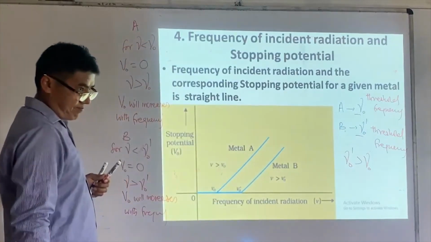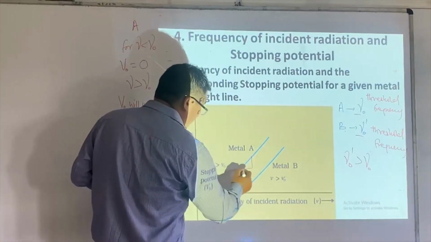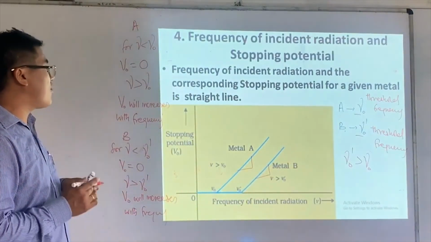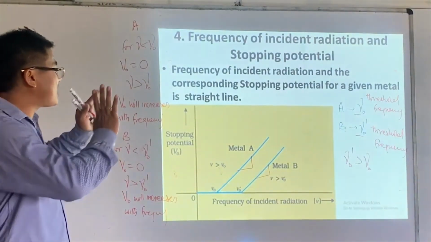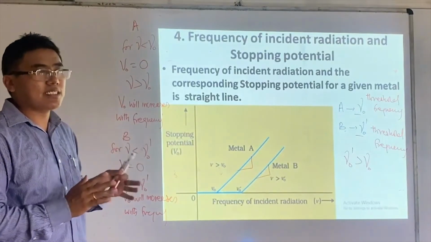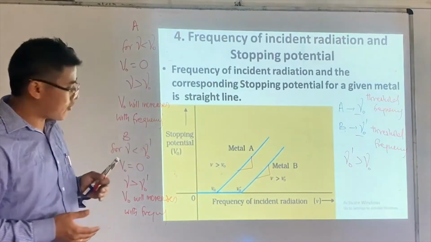remains the same. Alright? So the slope remains the same. The slope for metal A and the slope for metal B are the same. And this has so much significance. We will study this while we explain Einstein's explanation regarding the photoelectric effect.